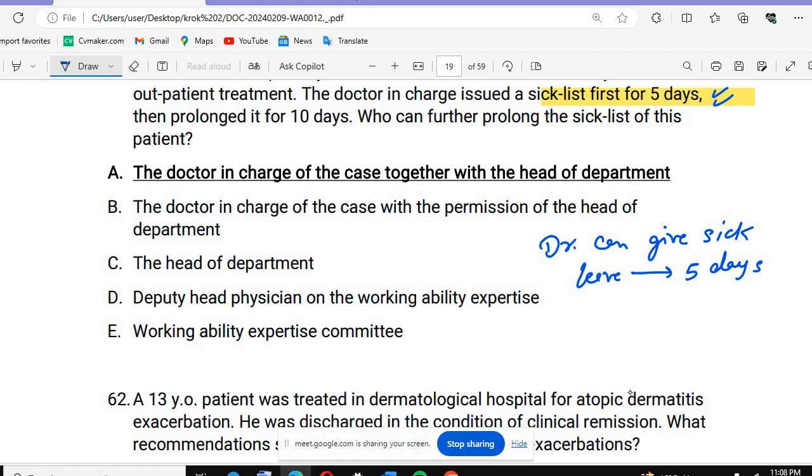Then if he wants to prolong, then who will prolong for the next 5 days? Then doctor plus HOD, the head of department, will give the sick leave for the next 5 days. So total it becomes 10 days.